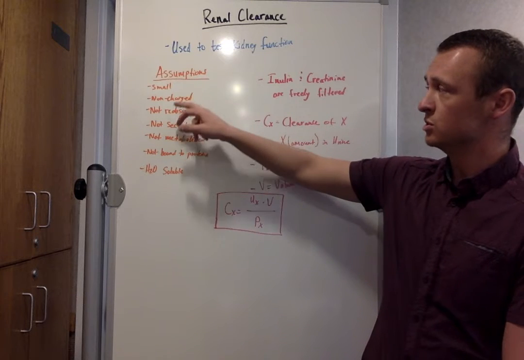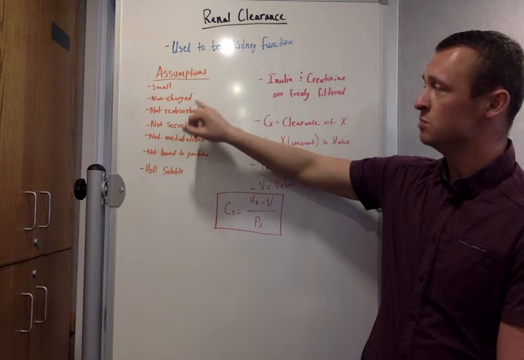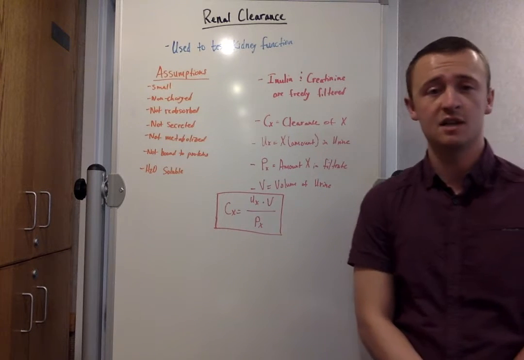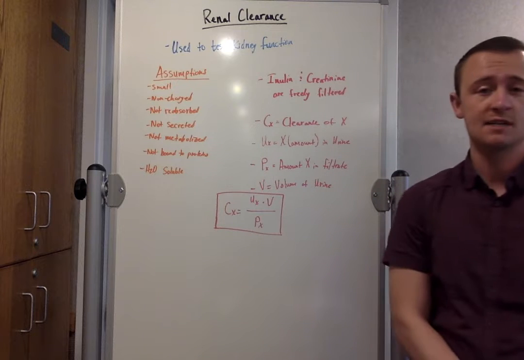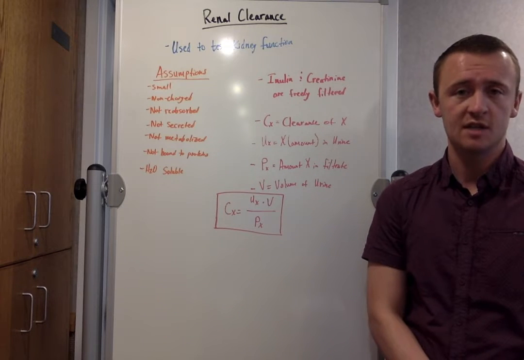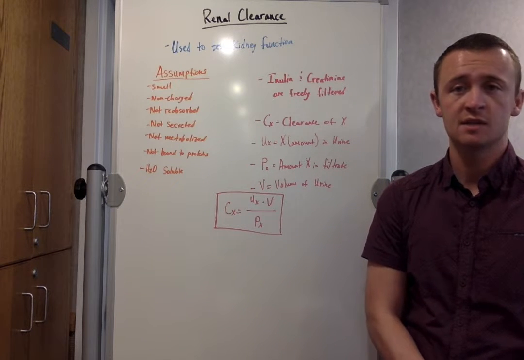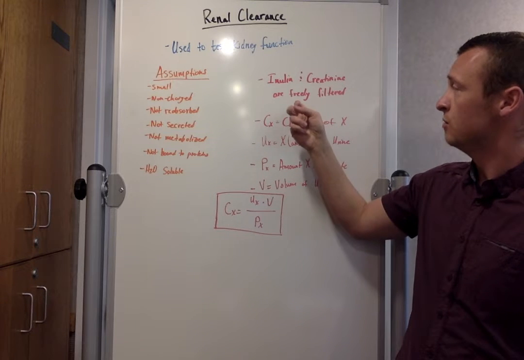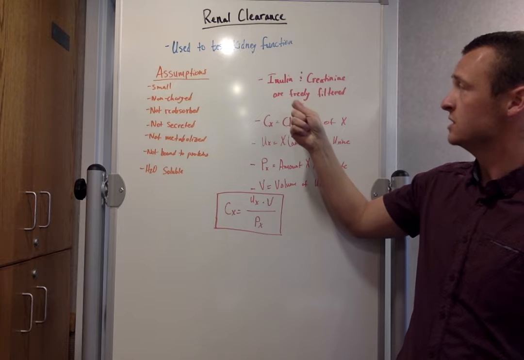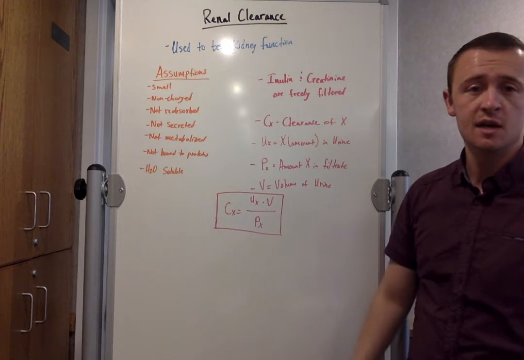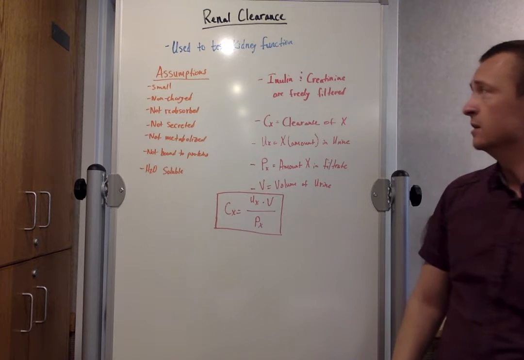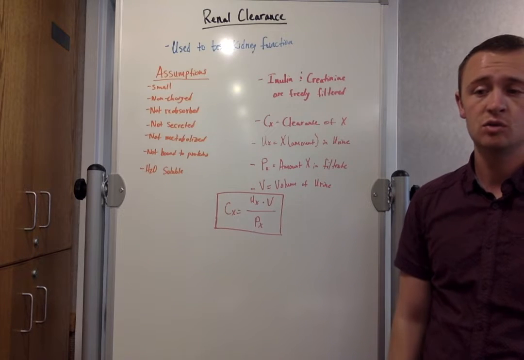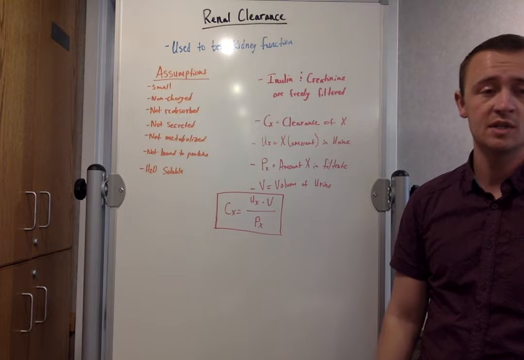So some of our assumptions include a particle being small, non-charged, not reabsorbed, not secreted, not metabolized, not bound to proteins, and it has to be water soluble. If it meets that criteria, then we can use it to test for renal clearance. There are two compounds that we can use for our renal clearance test. They are inulin and creatinine. Both are freely filtered, and they have a similar GFR to the standard that we want to test for.